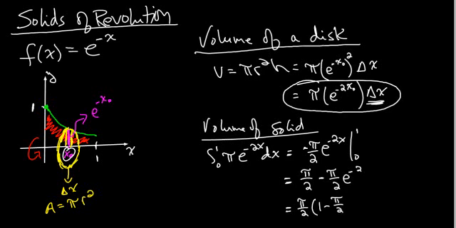I can pull the pi over 2 out. So 1 minus e to the negative 2. And this is a volume, so whatever units you're measuring, cubic units.